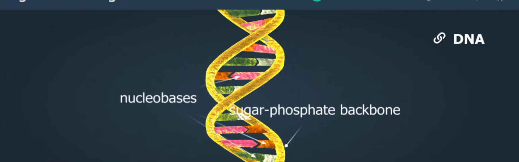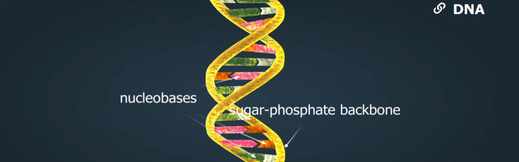DNA molecules are double helix-shaped molecules in which nucleobases are attached to a sugar-phosphate backbone. The order of the nucleobases encodes the amino acid sequence of proteins. Thus, DNA determines the characteristics of living organisms.